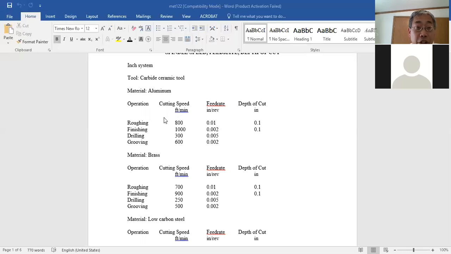So this information is given by the tool manufacturer. Now, if it's a common tool, for example, a tungsten carbide ceramic tool, you'll get this information anywhere on the internet or in the machinist handbook. Anywhere. Here I said carbide ceramic tool, and that's normally tungsten carbide.